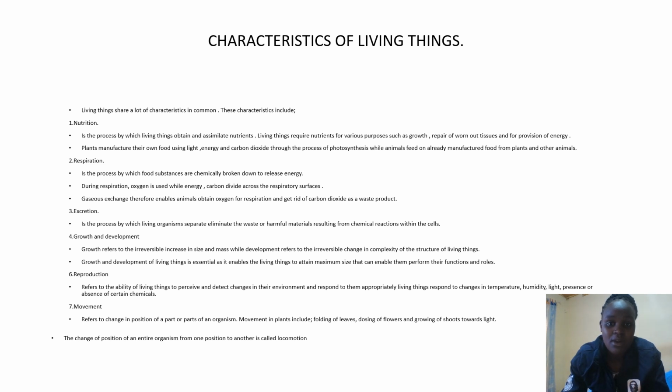Living things require nutrients for various purposes, such as growth, repair of worn-out tissues, and provision of energy. In nutrition, the organisms are able to obtain the nutrients from the food they consume, and these nutrients are essential in various processes in the body, such as they facilitate growth and repair the worn out tissues, and some provide energy. For example, the carbohydrates can be assimilated by living organisms.